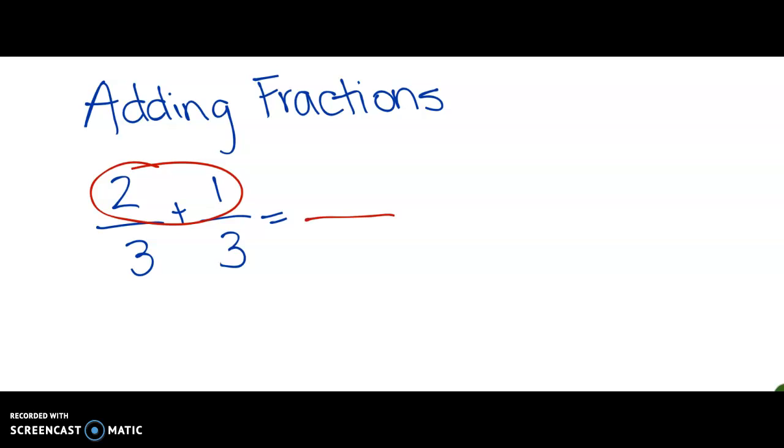So 2 plus 1 is 3. Now, since our denominators are the same, 3 and 3, all we have to do is slide them on over. So then our denominator will be 3. We also know that 3/3 is equal to 1 whole. Let's do another one.